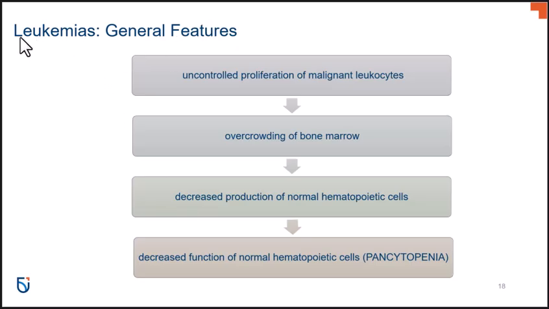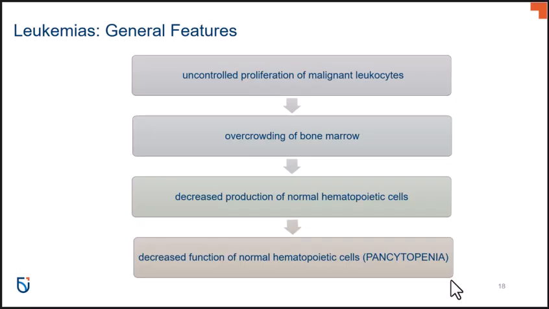Let's look at some general features looking at leukemia as sort of an umbrella term. What we see is uncontrolled proliferation of cancerous or malignant white blood cells. And this causes an overcrowding within bone marrow. And this overcrowding in bone marrow can cause a reduction in the production of normal cells going forward. Hematopoietic cells are cells that have the ability to form blood cells. So what this can lead to is a condition called pancytopenia.